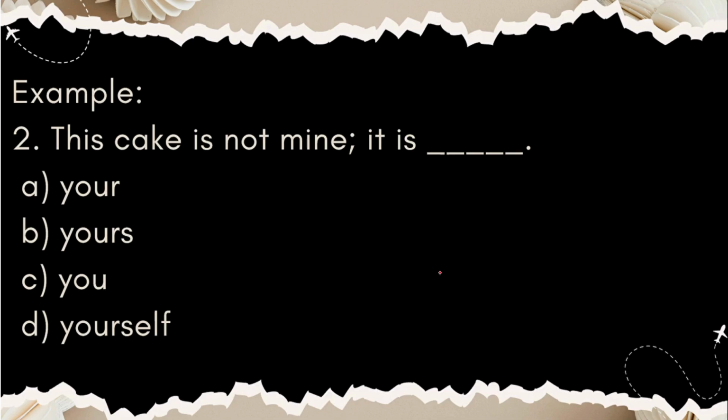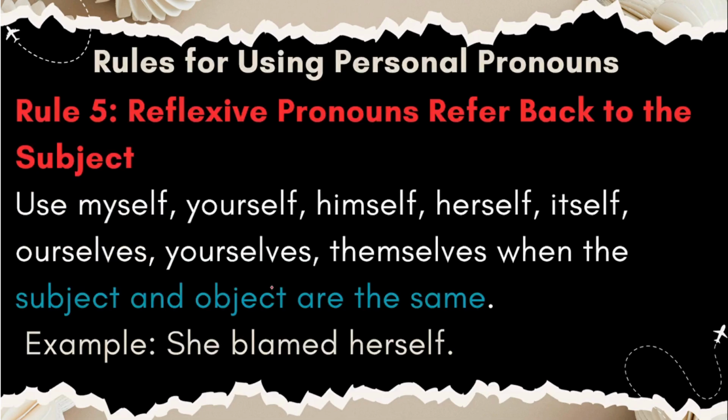The second example. This cake is not mine. It is dash. This cake is not mine, it is your. Wrong. This cake is not mine, it is you. Wrong. This cake is not mine, it is yourself. Wrong. The right answer is yours. This cake is not mine, it is yours. It sounds sweet when it's correct. Yes. Okay, let's move on to the next rule.